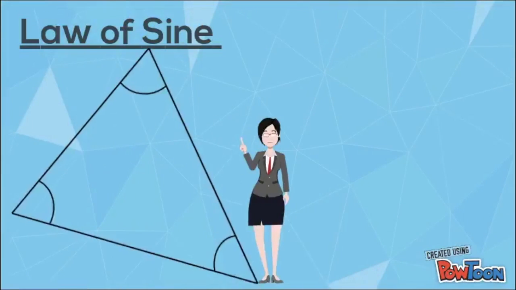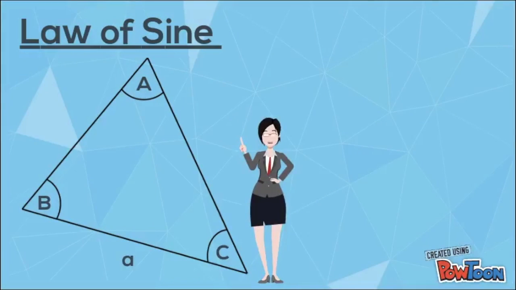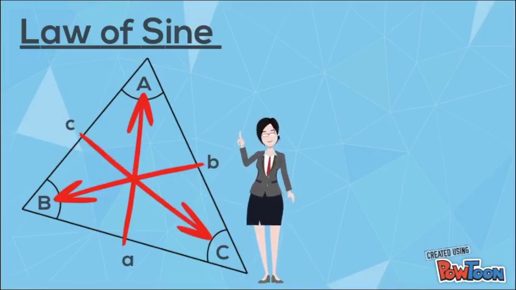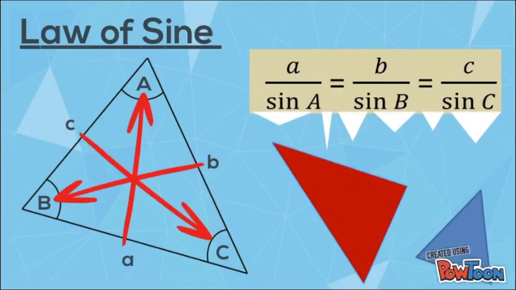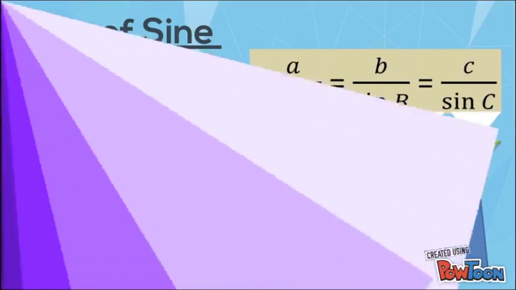In a triangle, there are three angles and three magnitudes. The law of sine states the relationship between them is a over sine A, b over sine B, and c over sine C. On a side note, the law of sine works for any triangle.